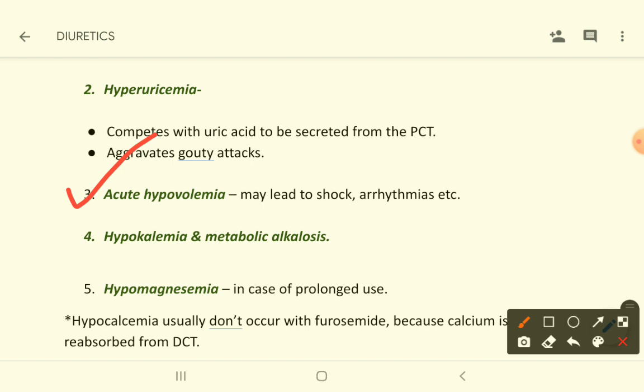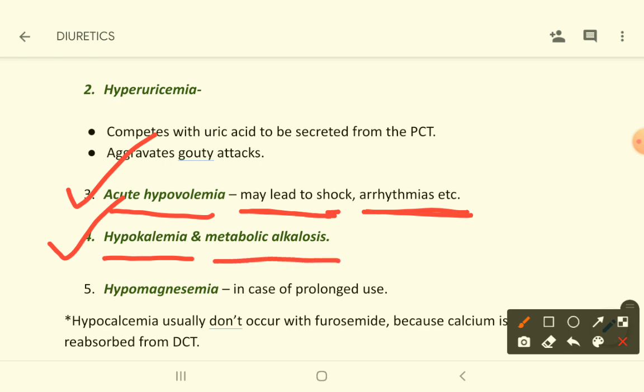Then it can lead to acute hypovolemia, and that may lead to shock, arrhythmias, etc., because this is excreting a lot of water and salt, right? So there is a huge loss of volume, and that can lead to acute hypovolemia, and also hypokalemia and metabolic alkalosis. Okay.